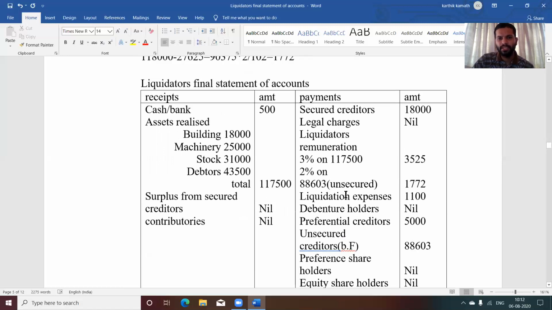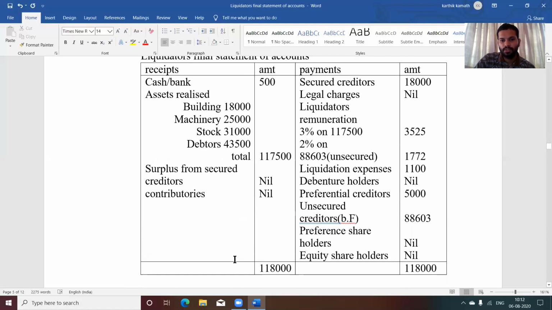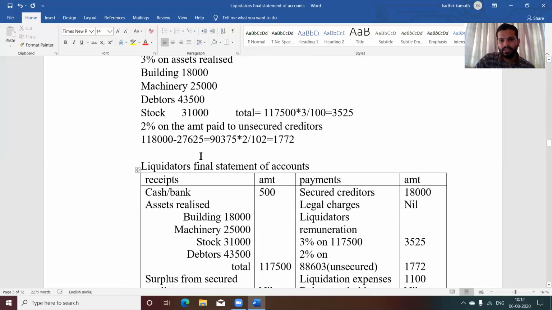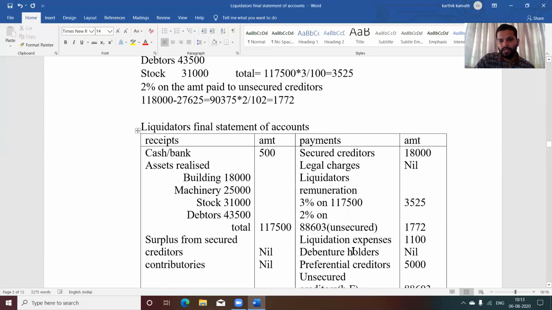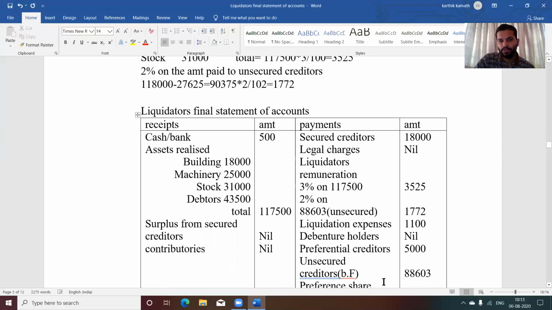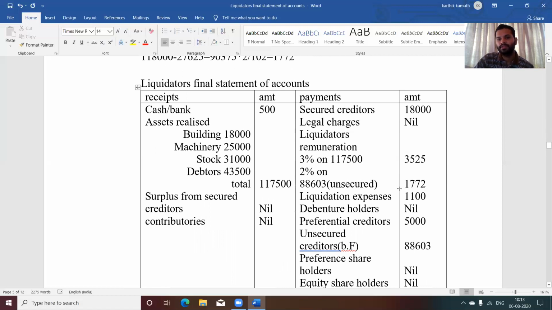So now you need to see 2% to unsecured creditors. So again go for calculation of liquidator's remuneration: 2% on the amount paid to unsecured creditor. Receipt minus payment, 1,18,000 total of the receipt side minus payment side, that is 27,625. Or deduct all this amount excluding unsecured creditors, because this amount has still not gone. So 90,375 into 2 by 102, 1,772. 1,772 will be the liquidator's remuneration on unsecured creditor.